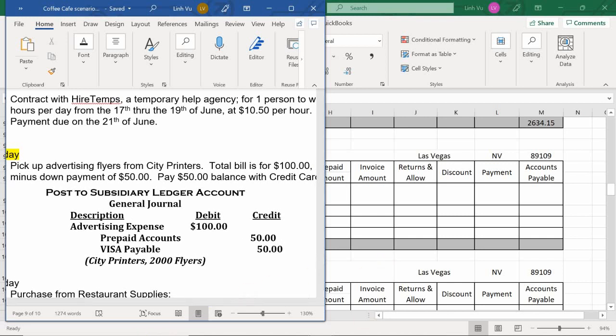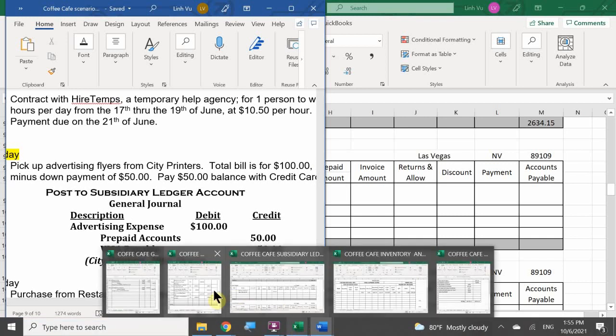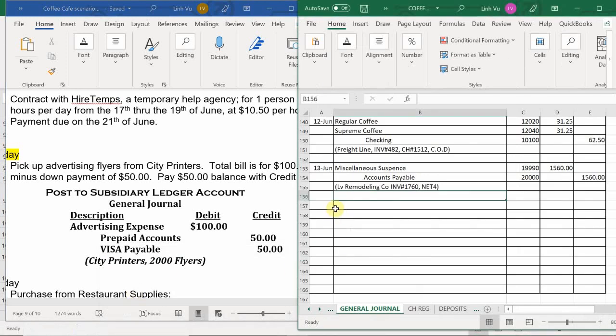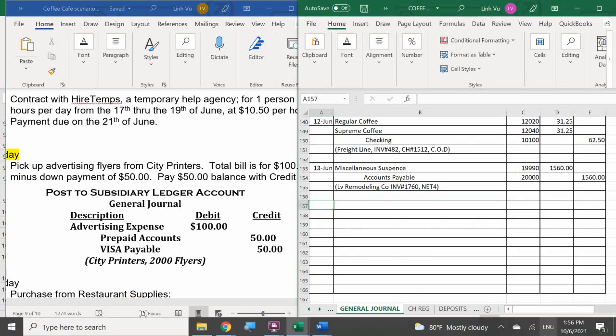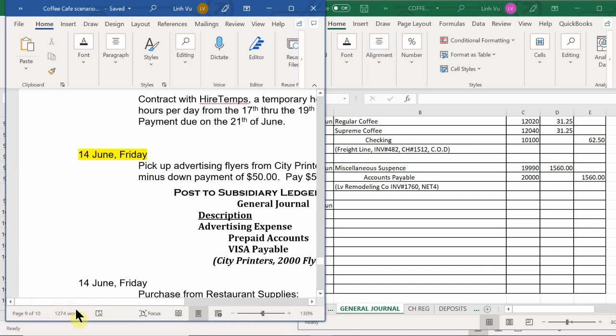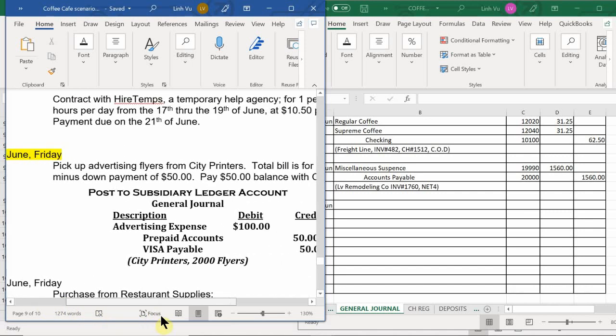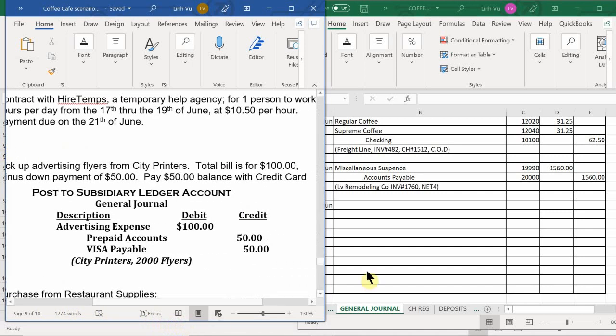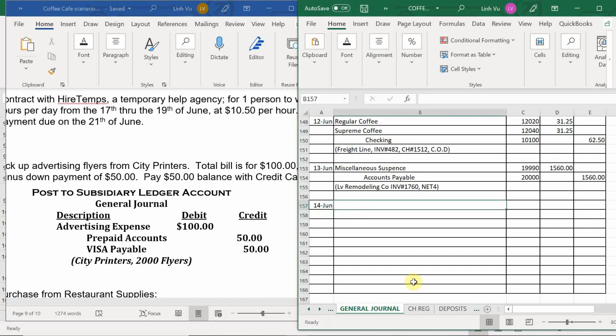So we have the advertising. Now we pay before. Is this on the 14? I think it's on the 14. Yes, we started a new day. The non-payment. Okay, so we picked up advertising flyer. So therefore, we have advertising expense, $100.